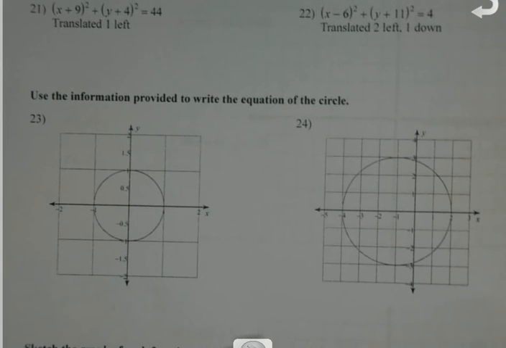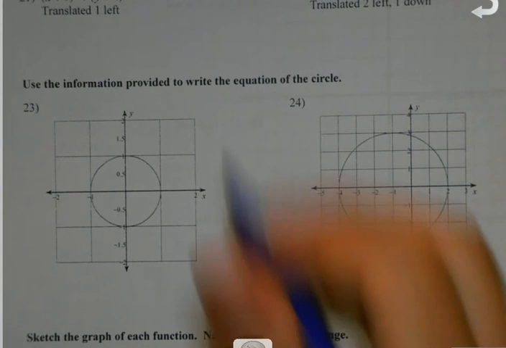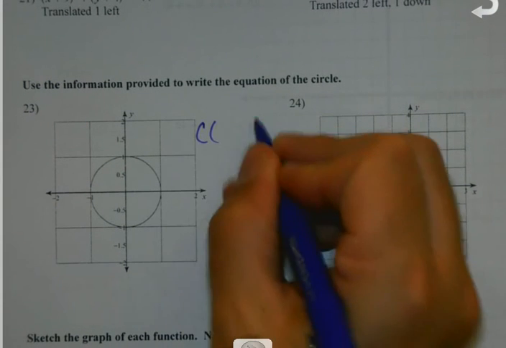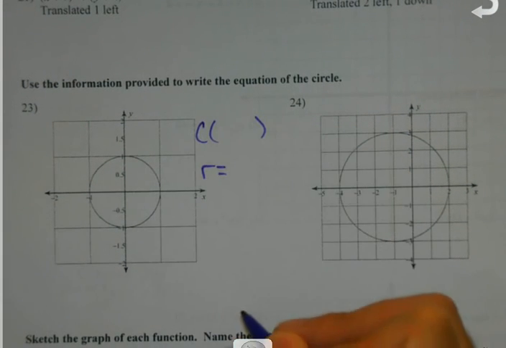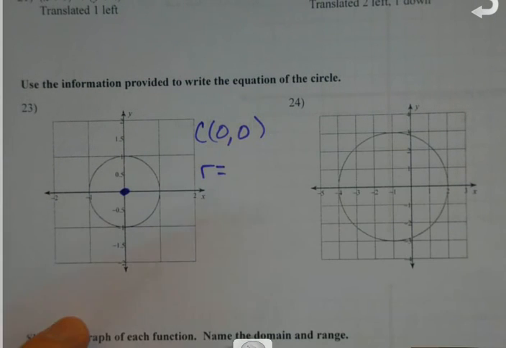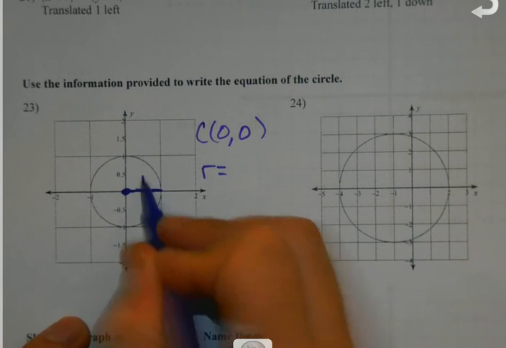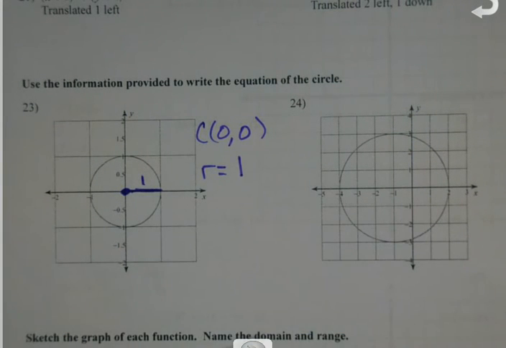Use the information provided to write the equation of the circle. Okay, so again, to write the equation just like above, I need to know the center. I need to know the radius. The center this time looks like it's at 0, 0. The radius, how far from the center out to the edge, looks like it's 1. I can always get that information from my graph.